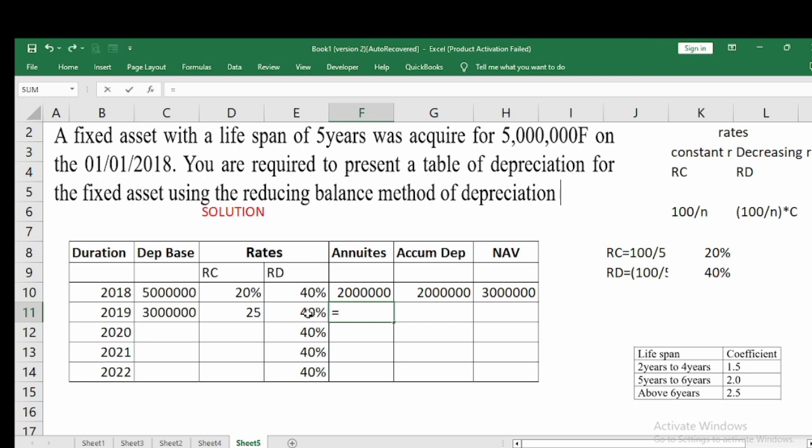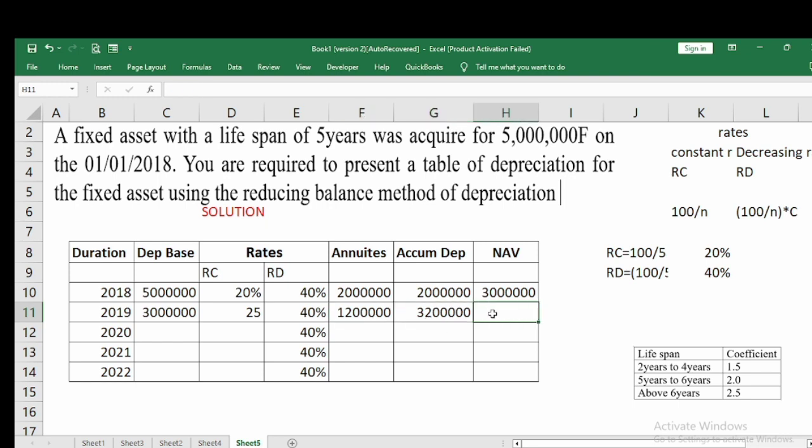So which is equal to this 3 million times 40%. We are going to have 1,200,000. So in this case, what will be our accumulated depreciation? It will be equal to the depreciation in year 1 plus the annuity of the following year. So the total will be 3,200,000. Take note, please. We took this plus this in order to have this.